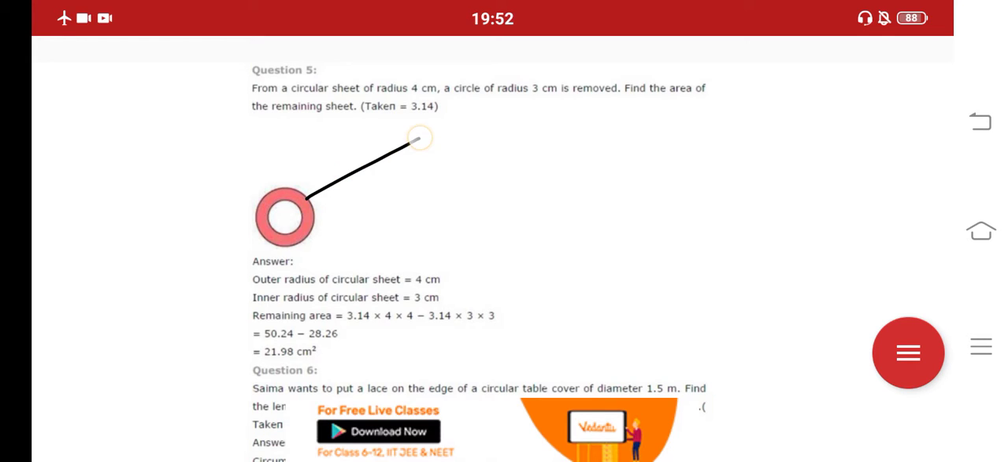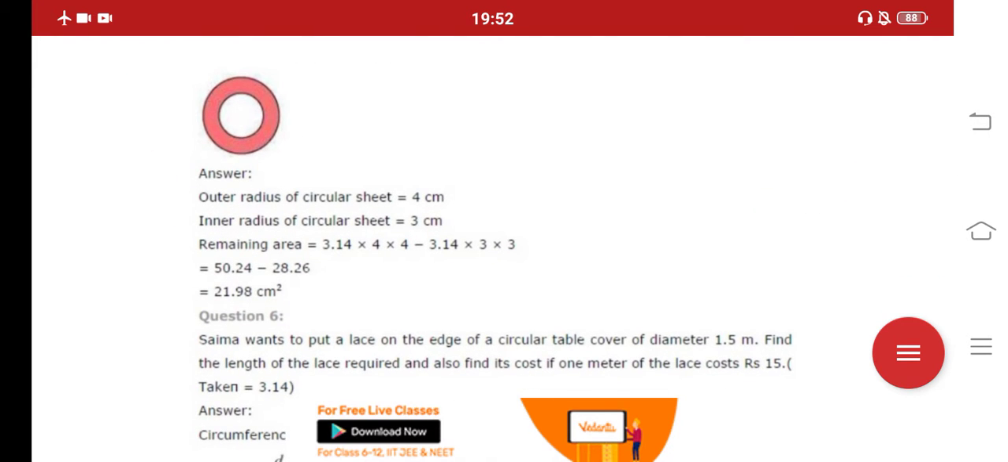See, this is a larger circle of 4 centimeter and this is a smaller circle of 3 centimeter. So if we remove the smaller part from the larger one, how much area will remain? That is our question. So the outer radius of the circular sheet means this larger one, that is 4 centimeter. The inner radius of the circular sheet means this smaller one, that is 3 centimeter. So for the remaining area, we will simply subtract the inside area from the outside area.